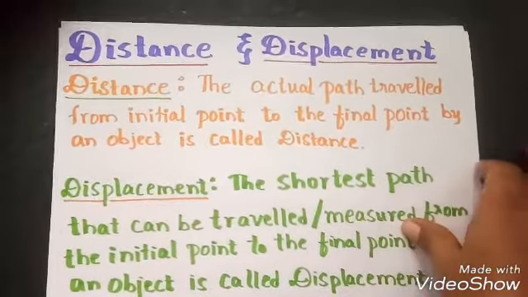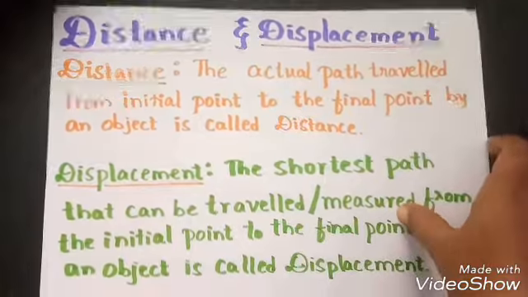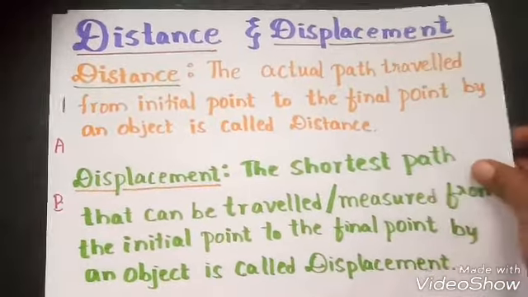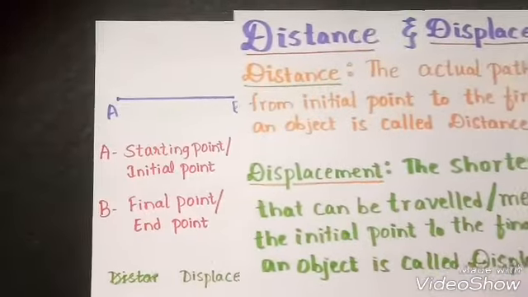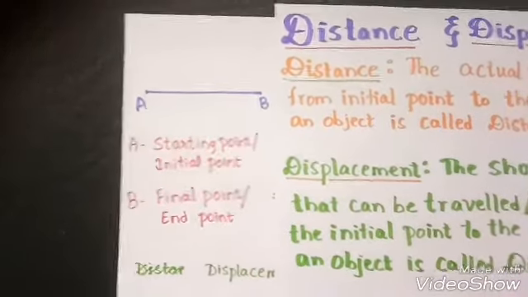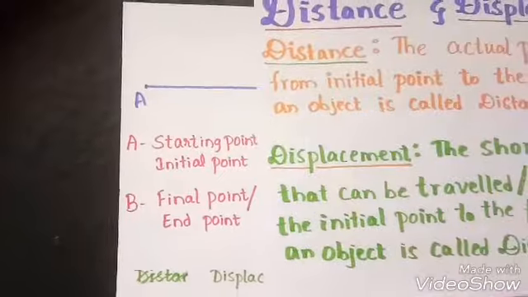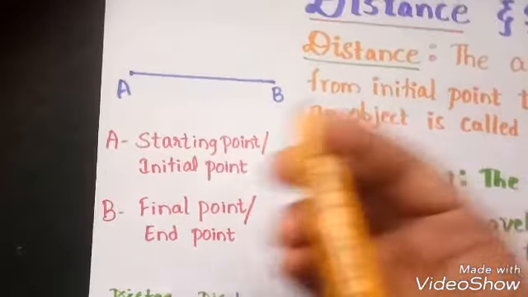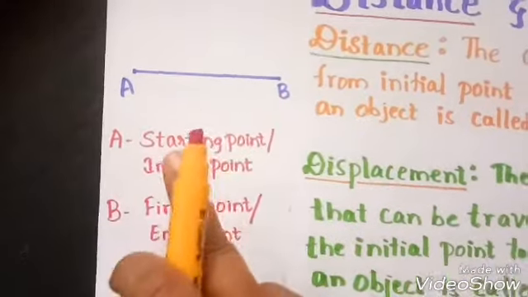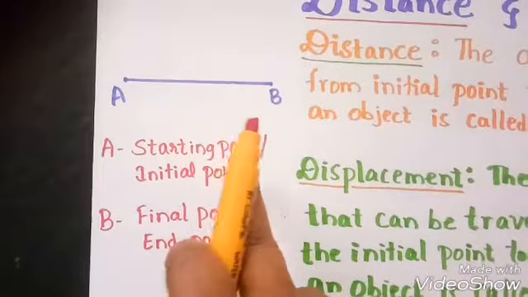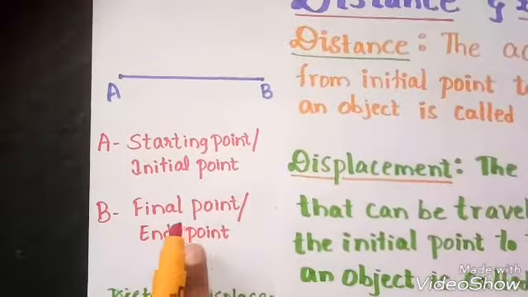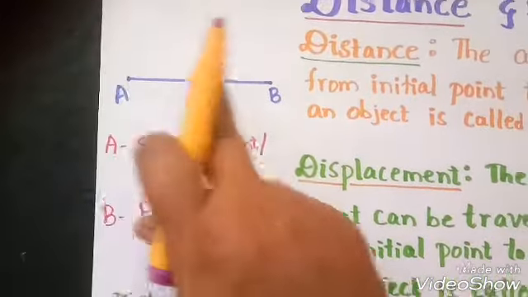So distance we can say is the longest path, and displacement we can say is the shortest path. Now here, A and B are the 2 points we are taking. A is the starting point or the initial point, and B is the final point or the ending point.